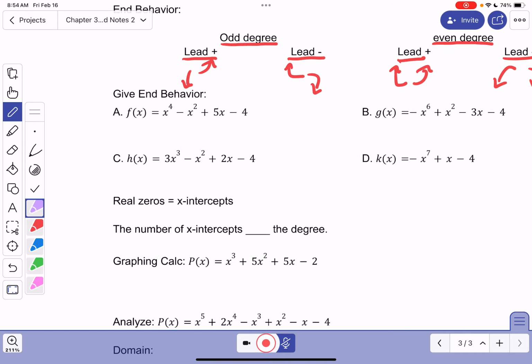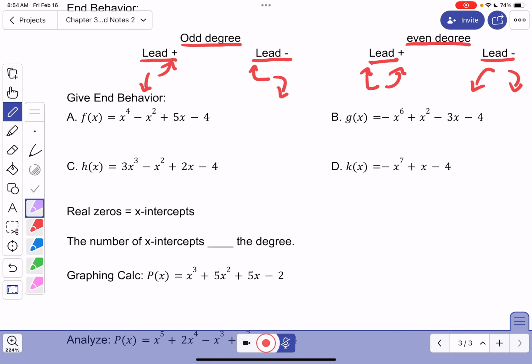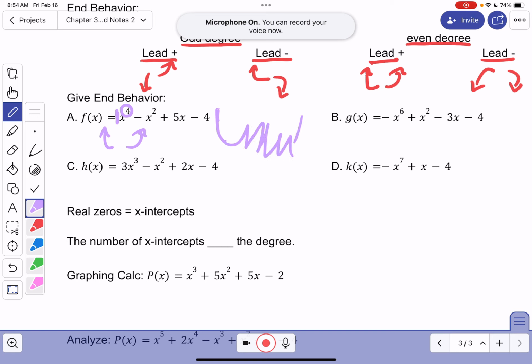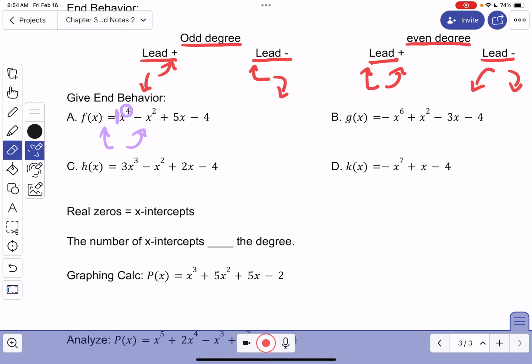So let's look at A. Our degree is 4, that's even. And the number in front here would be 1, which is positive. So the ends would go like this. Meaning, whatever happened on that graph, it could go like this, but the ends are both pointing up. We don't know anything about the middle, just the ends.